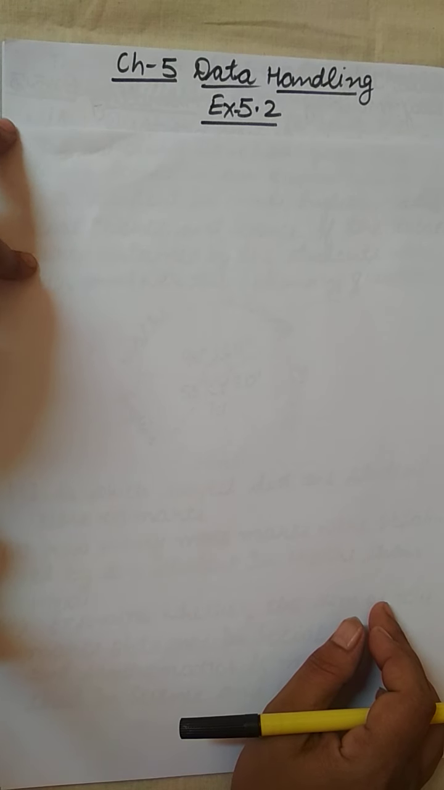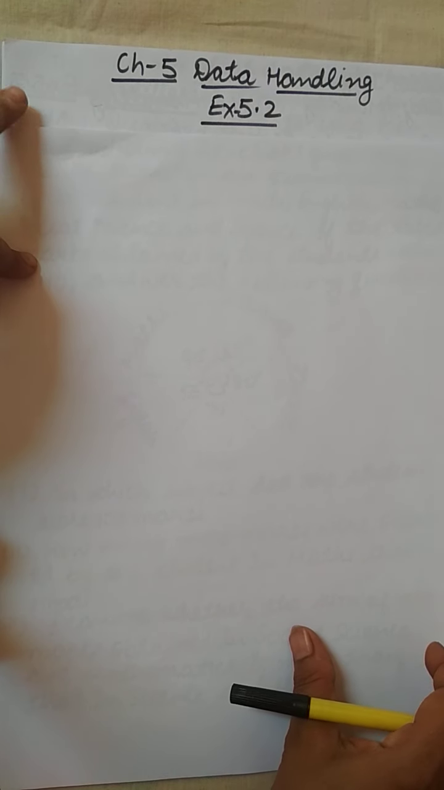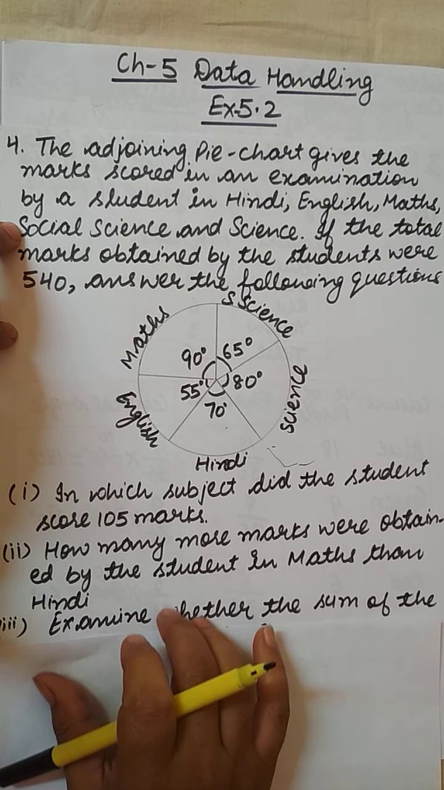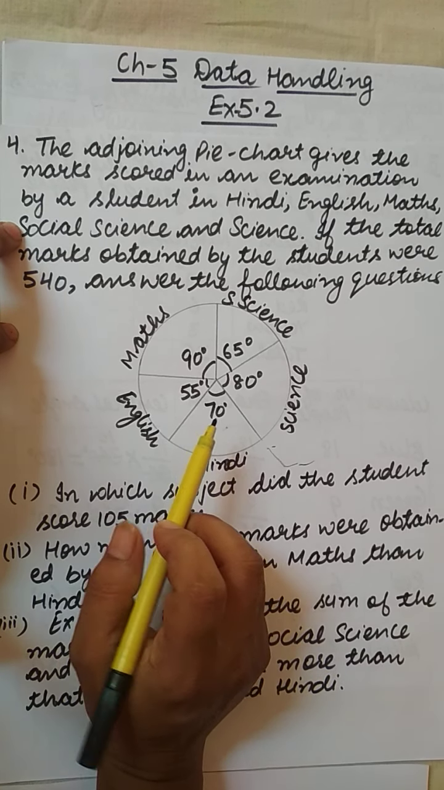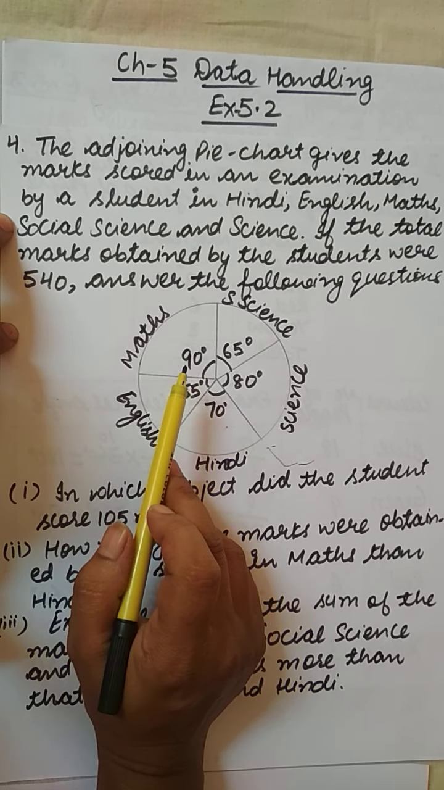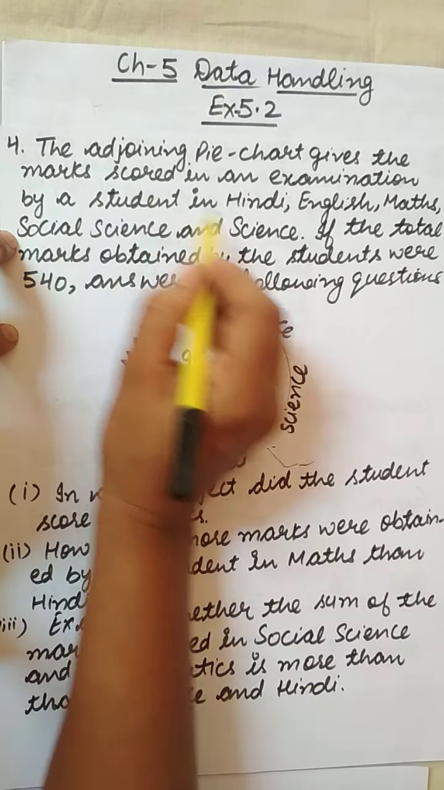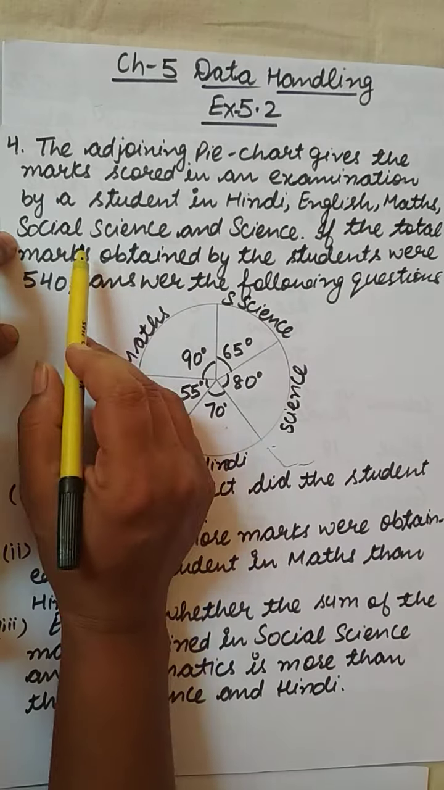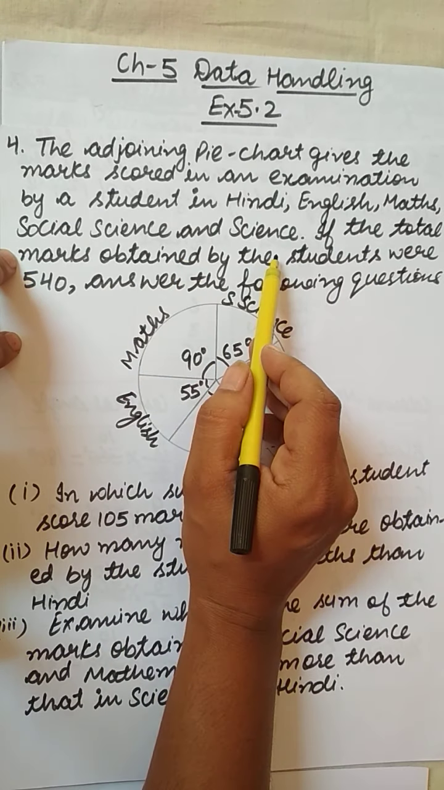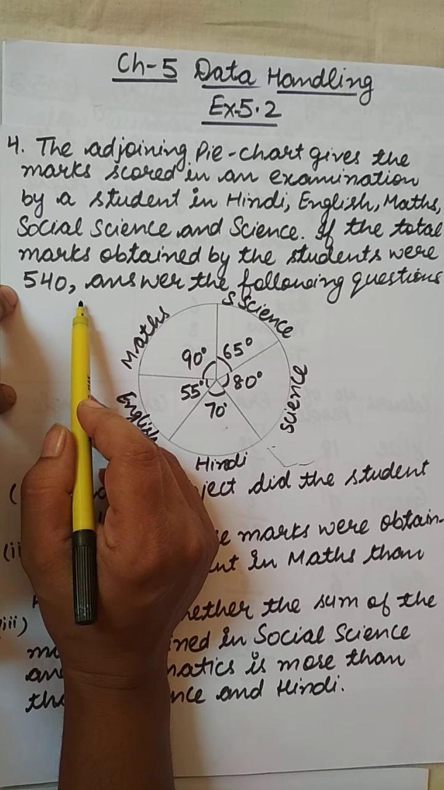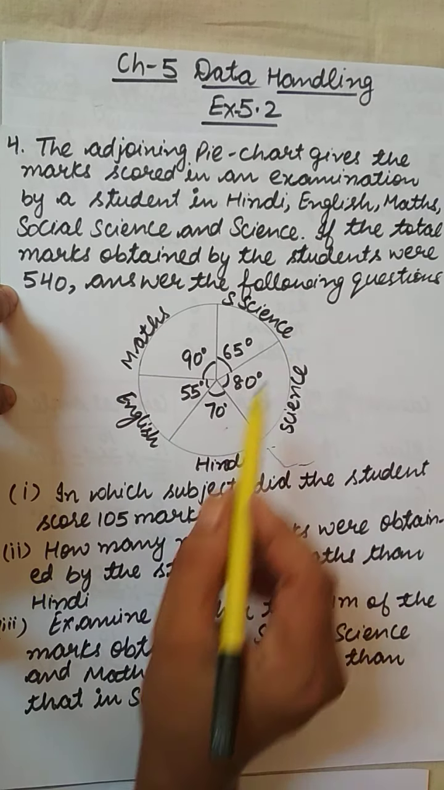Hello everyone. In this video we are going to continue with chapter number 5, data handling, exercise 5.2. Question number 4: the adjoining pie chart gives the marks scored in an examination by a student in Hindi, English, Maths, Social Science and Science. If the total marks obtained by the student were 540, answer the following questions.